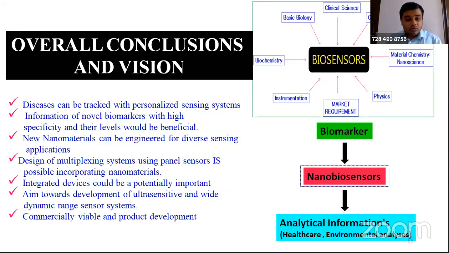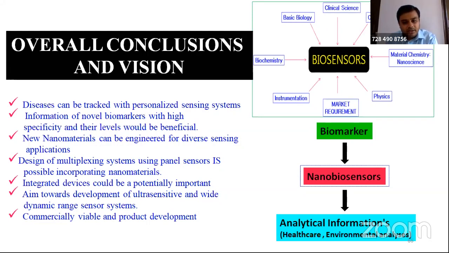And again, new nanomaterials can be engineered for diverse sensing applications. Okay. And the multiplexing system is also a very upcoming thing, because in one shot you can go for at least 5, 10, 15. People have done that also. People are doing it nowadays also. That is very much important, and that can be done by incorporating various nanomaterials, which eventually lead to integrated devices. Right.